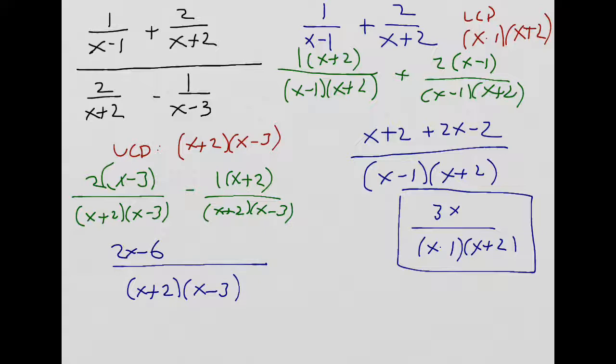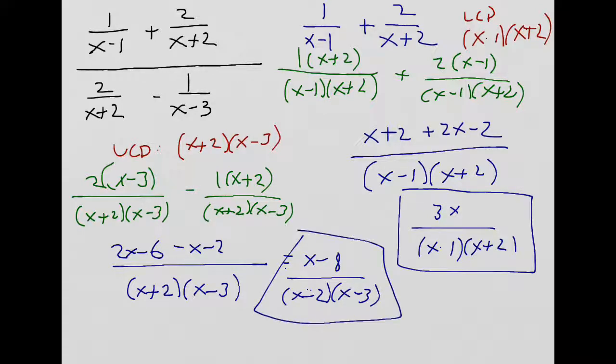And here's where you want to be careful. There's a minus sign here. So with this x plus 2, that minus sign should distribute, so you get minus x minus 2. And then for the grand total here, we get x minus 8 divided by x plus 2 times x minus 3. Once again, this is just the denominator. We've taken the denominator and subtracted them, and we've gotten this into one fraction.